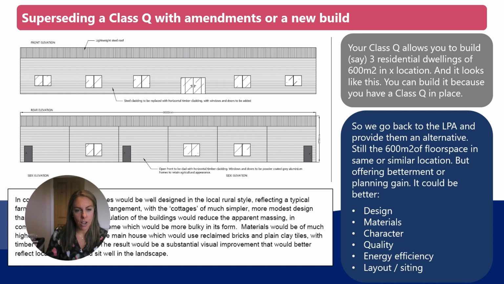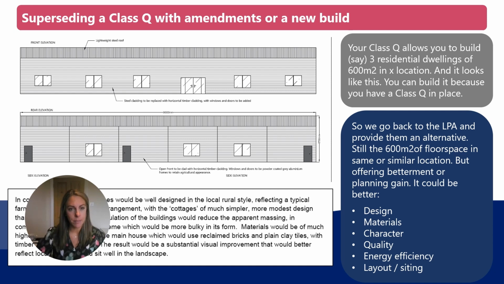So, you don't need to read it all, but this was what the planning officer said about this one. You can just pick out a few things. There's more to it than this, but it's a simpler, better design. It would reduce the massing from what is otherwise a bulky building. The materials would be better, and it would be a substantial visual improvement that would reflect the local character and sit better in the landscape. So that's what we're aiming for. If we think that we can provide that with a new build, then we stand a good chance and prospect of success.